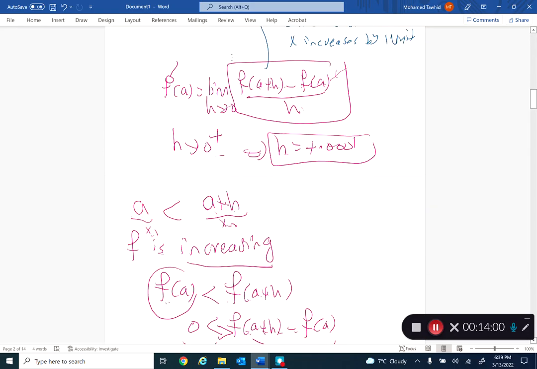Or you can use this definition here, but you take h close to 0 from the left. H close to 0 from the left. Or let me show you here. If you have a and a plus h, if you know f is decreasing, then what do you have? If you have a less than a plus h, I show you here.